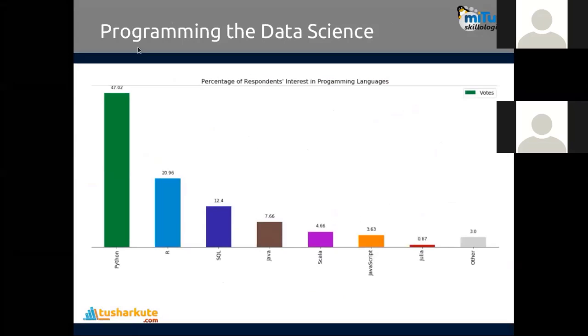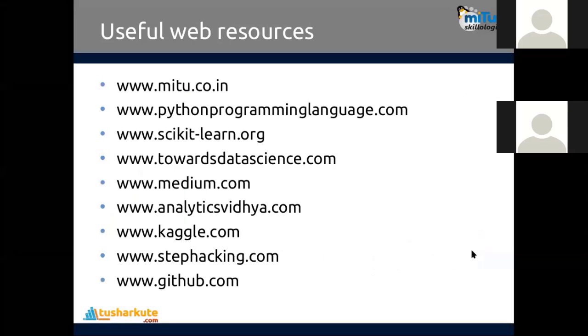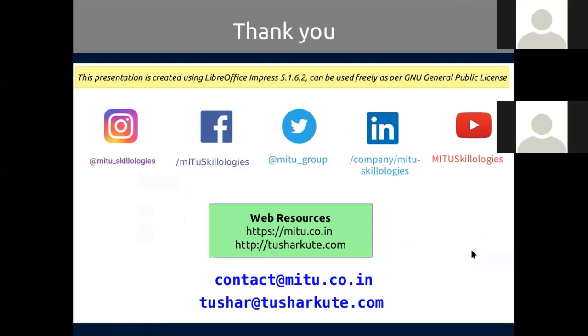Okay, now programming in data science, when you have to do the programming for data science. So what programming languages are preferred by data scientists around the world? Python is preferred by 47% of developers. R is the second language in data science, with 21% of users, then SQL, then Java, then Scala, JavaScript, Julia, and others are used. Okay, so just to introduce data science and machine learning, I showed this presentation.